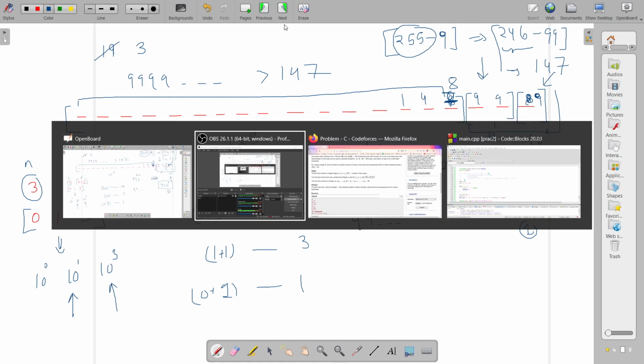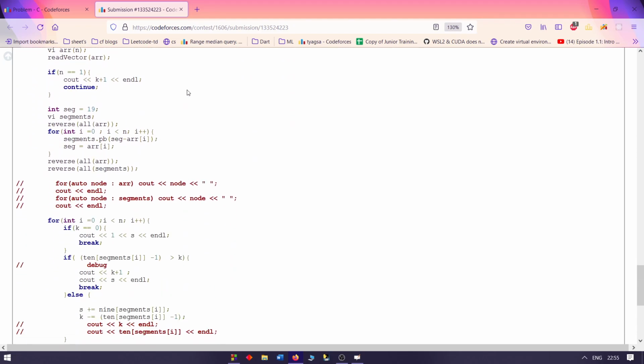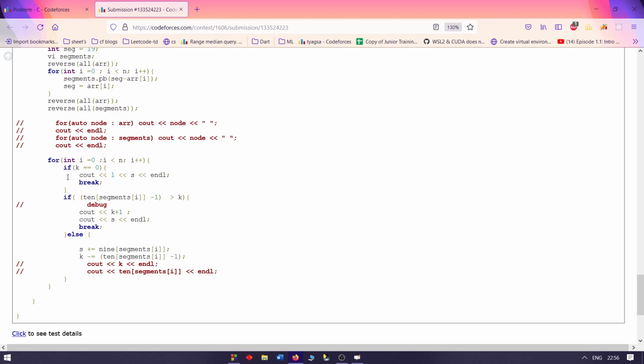Okay, I'll just quickly show you the algorithm. So this part of the code, basically, I had 19 digits, like I said. Then I'm making the segments, and then after doing this, I'll basically get an array having all the segments and how many digits are in those segments. And then I'll iterate over each segment. If my value of k is 0, like I told you in that edge case, I'll print 1 and the remaining string which I had already created.